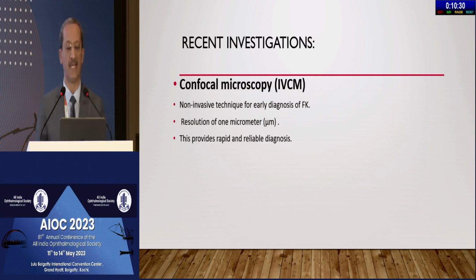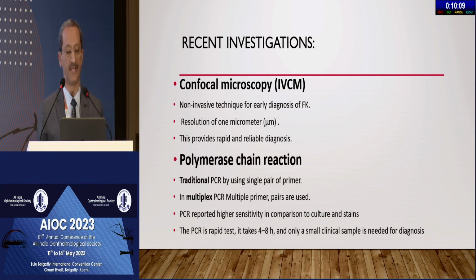We'll start with the investigations. Confocal microscopy has been advocated to manage this patient for very early, rapid diagnosis with a very good resolution, about 1 micron. So it's more effective than the usual investigations of culture and sensitivity. Also, the polymerase chain reaction, either the traditional type or the multiplex type, has the advantage of very rapid diagnosis within a few hours, about 4 to 8 hours. This gives very high sensitivity, so it is very accurate and very rapid for diagnosis.